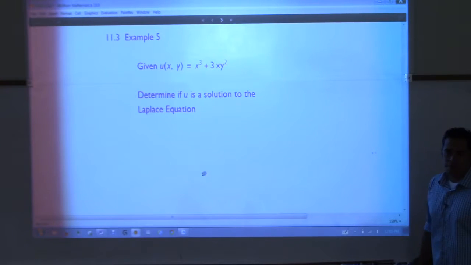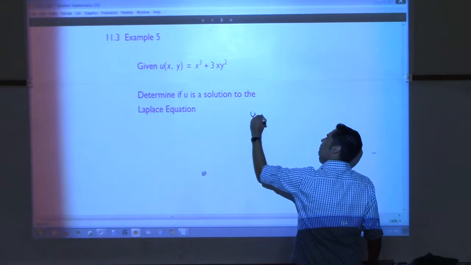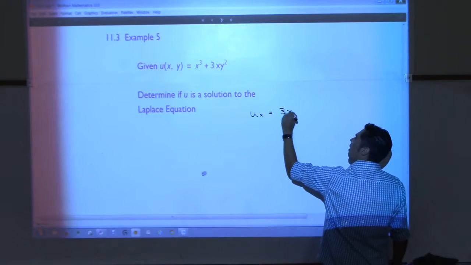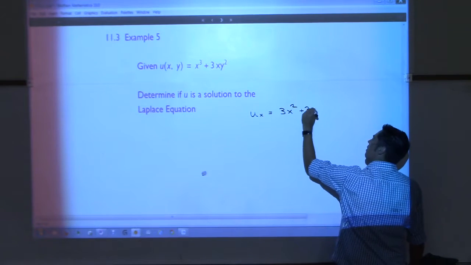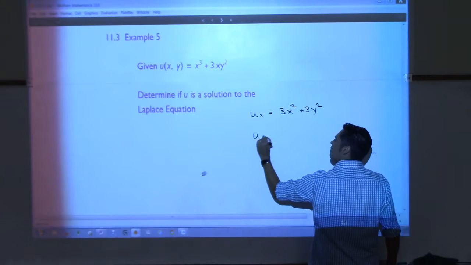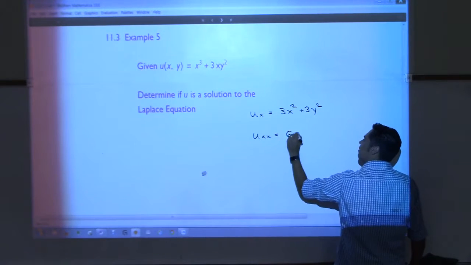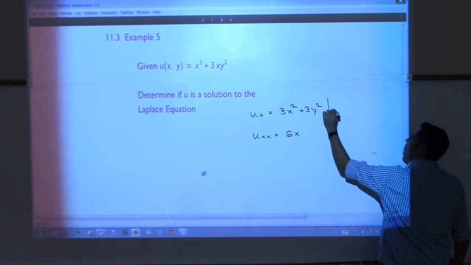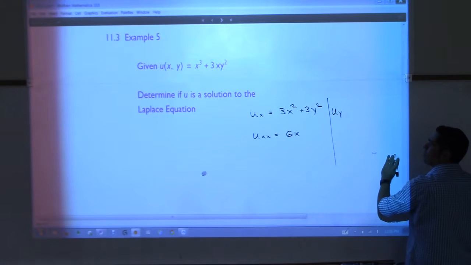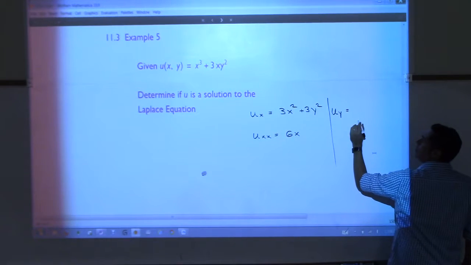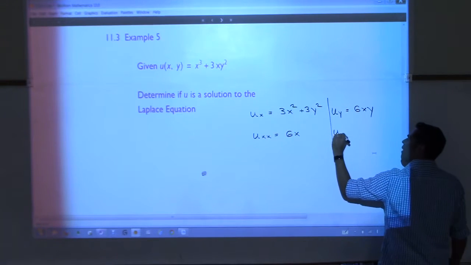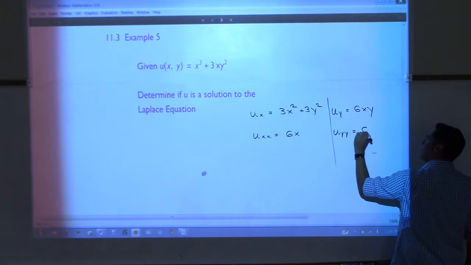What do we need? We need uxx, we need uyy, right? So what's ux? Partial of u with respect to x. 3x squared plus 3y squared. Okay, uxx. 6x, and that's it, right? All right, we need to find out what uyy is. So uy, partial of u with respect to y. 6xy, right? What's uyy? 6x.